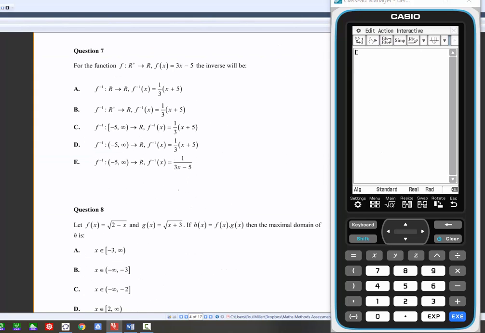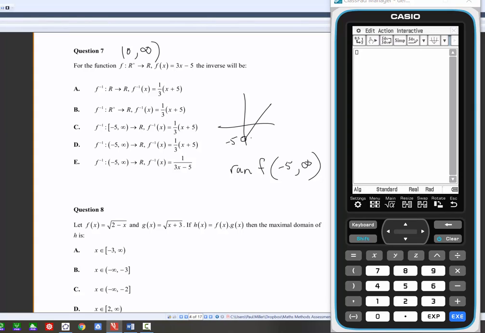Okay, this one here, for this function here, for the real positives to that, the inverse will be. So let's have a quick look at this. Negative 5 is not included because it's real positives, which means 0 to positive infinity. So when I put 0 in, it's going to be negative 5. Positive gradient means it's going to go up like that. So the range of this function will be negative 5 to positive infinity.